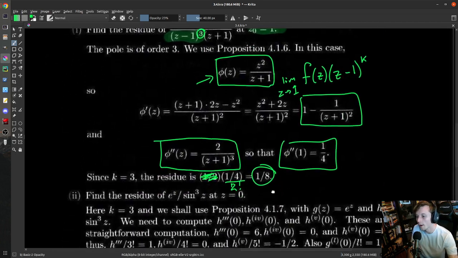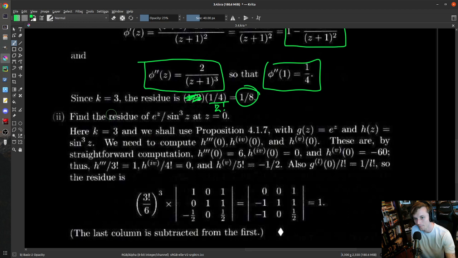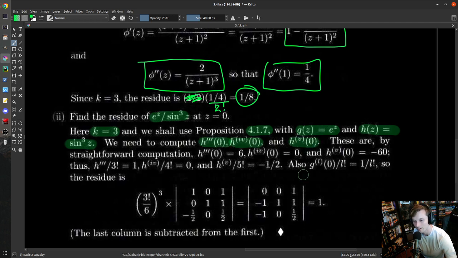Okay, let's do one example so we don't have to feel like it's totally useless. All right, so the residue, let's do e to the z over sine cubed z at z equals 0. So obviously k is going to be equal to 3, so we'll use proposition 4.1.7. G of z is e to the z, H of z is equal to sine cubed z, and we need to compute H triple prime, the third derivative, the fourth derivative, and the fifth derivative of H at 0.